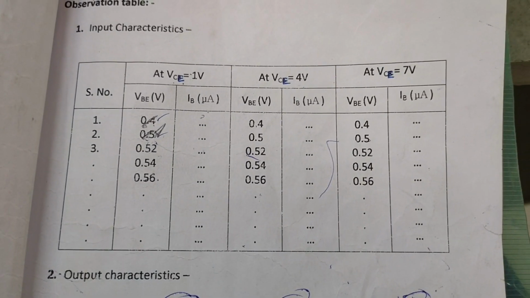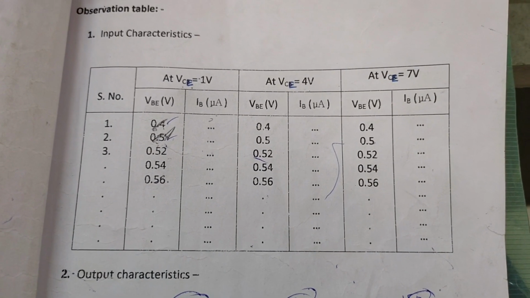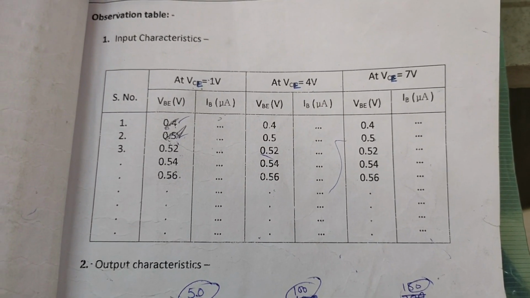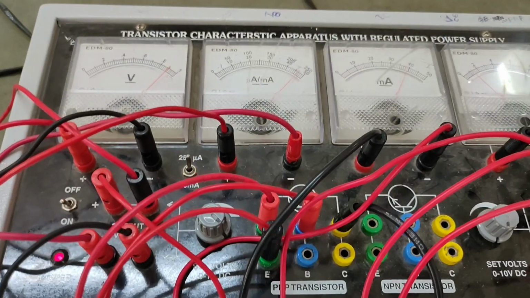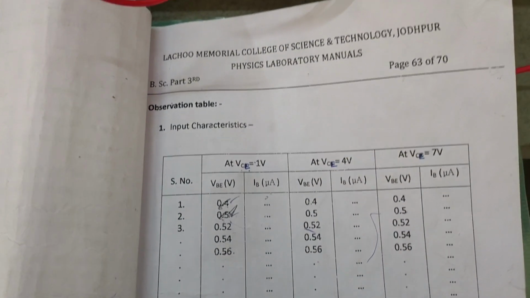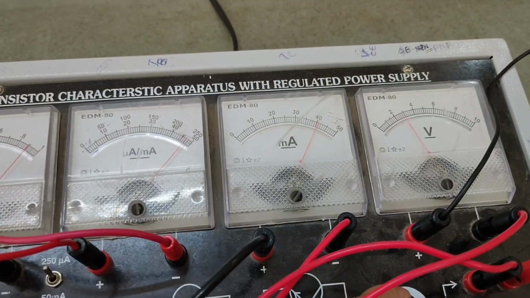For different values of VCE, say VCE is equal to 1 volt, VCE is equal to 4 volt and VCE is equal to 7 volt. So for different values of VCE, we note down the voltages VBE and corresponding current IB. As the VCE for the second case will be 4.